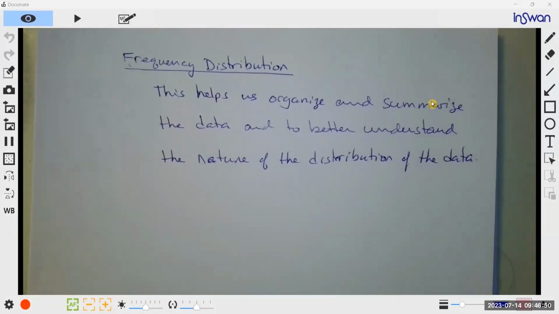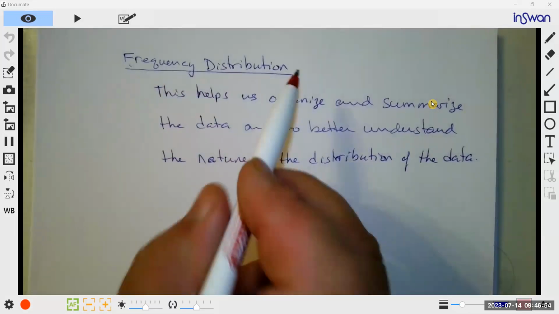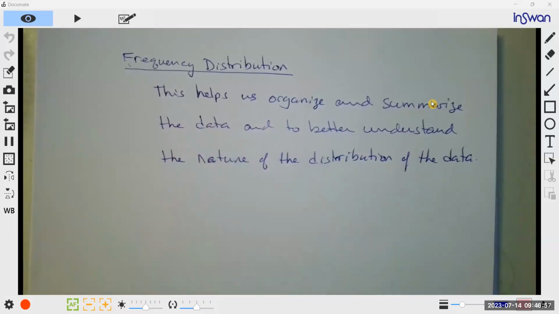So this is a whole process. There are actually a couple of different types of processes we can use depending on the type of data we have.